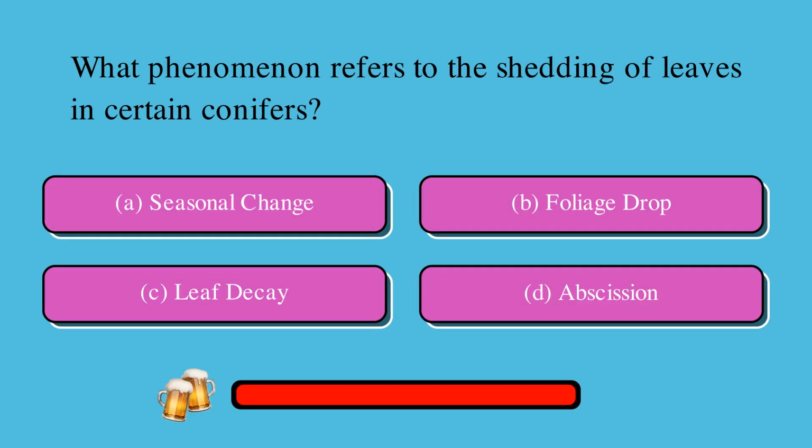What phenomenon refers to the shedding of leaves in certain conifers? Is it A, seasonal change, B, foliage drop, C, leaf decay, or D, abscission? The correct answer is D, abscission.